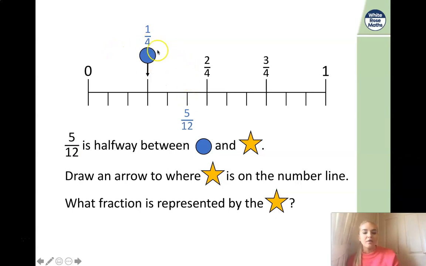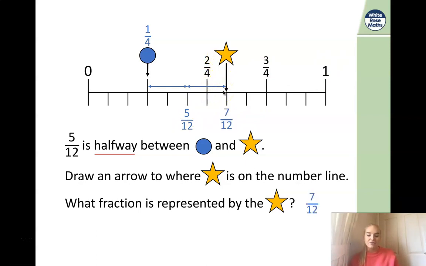So I know that between the quarter, the circle, and the 5/12 there are 2/12. So that means my star must be 2/12 away from the 5/12. So 1/12, 2/12. So my star must be here. And then what fraction have I landed on? I can carry on counting, that is 6/12, 7/12. So that is the answer to my quiz.